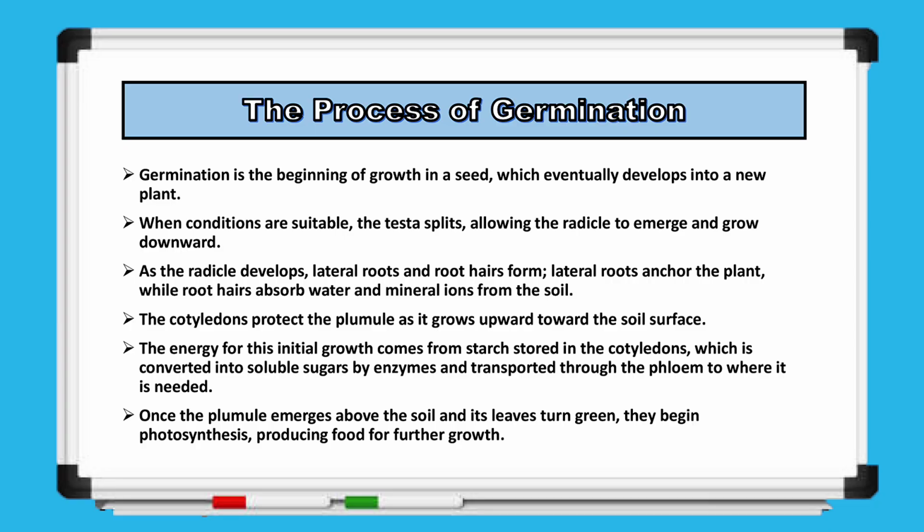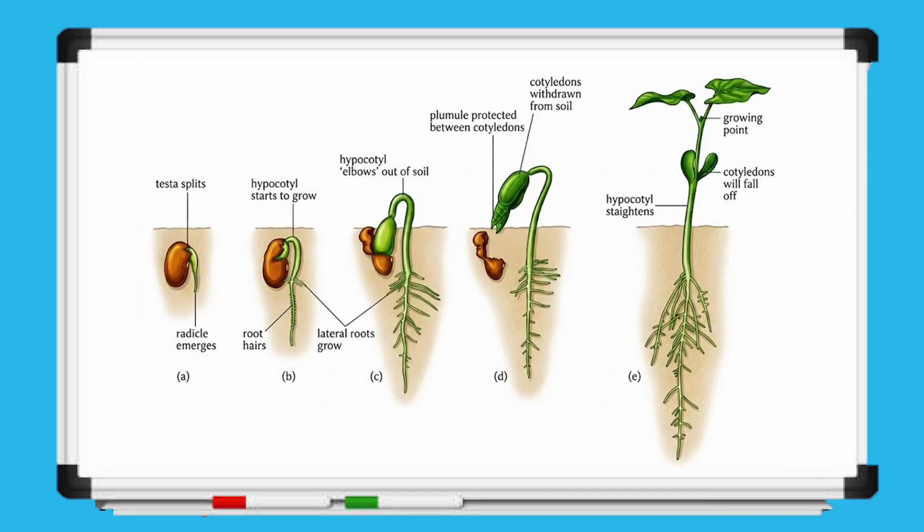The energy needed for this initial growth comes from the food stored in the cotyledons. This stored food, mainly in the form of starch, is converted into soluble sugars by the action of enzymes. These sugars are then transported through the phloem to the growing parts of the seedling where they are used in respiration to release energy. The germination sequence begins when the testa splits and the radicle emerges. Root hairs soon develop to increase the absorption of water.